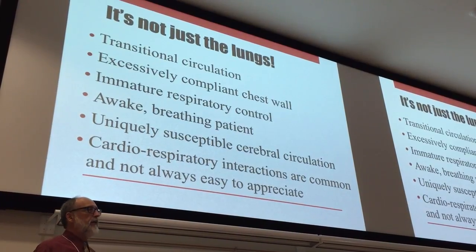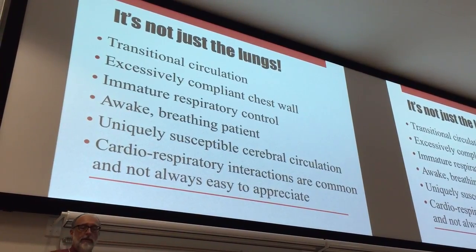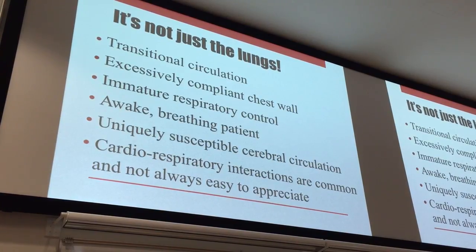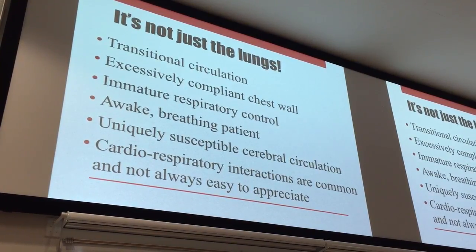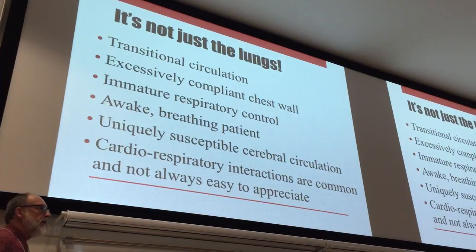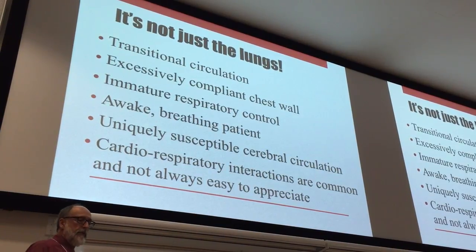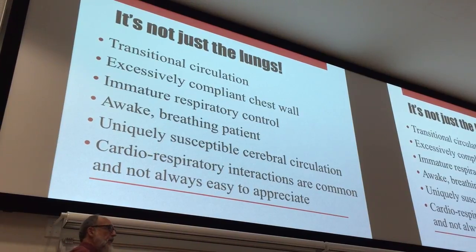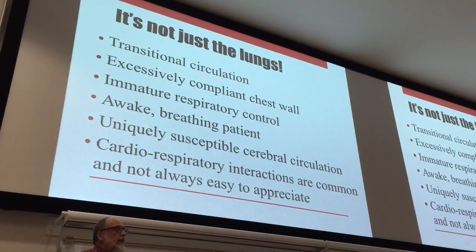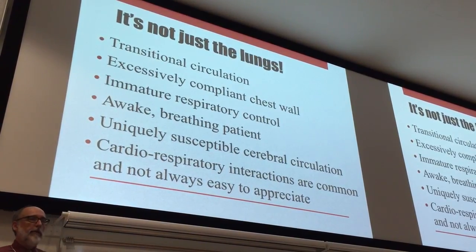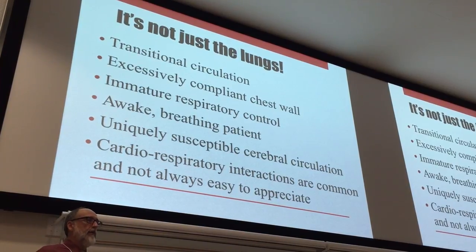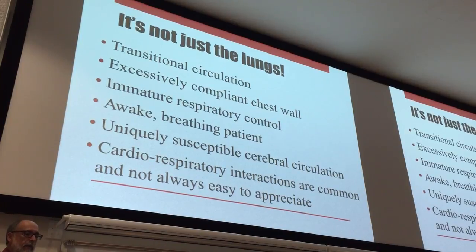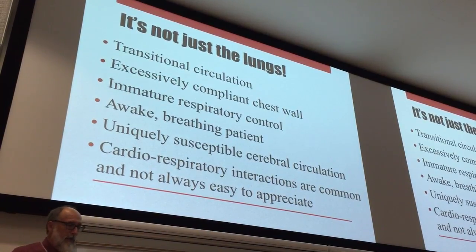But of course, it's not just the lung in the neonate. Soon after birth, we're dealing with the transitional circulation. So oxygenation isn't just about the lungs. It may be our pulmonary vascular resistance. Again, the chest wall really gets babies in trouble, even in the absence of surfactant deficiency. They have trouble maintaining adequate lung volume because the rigidity of the chest wall is just not sufficient to maintain that. Immature respiratory control is a big deal.